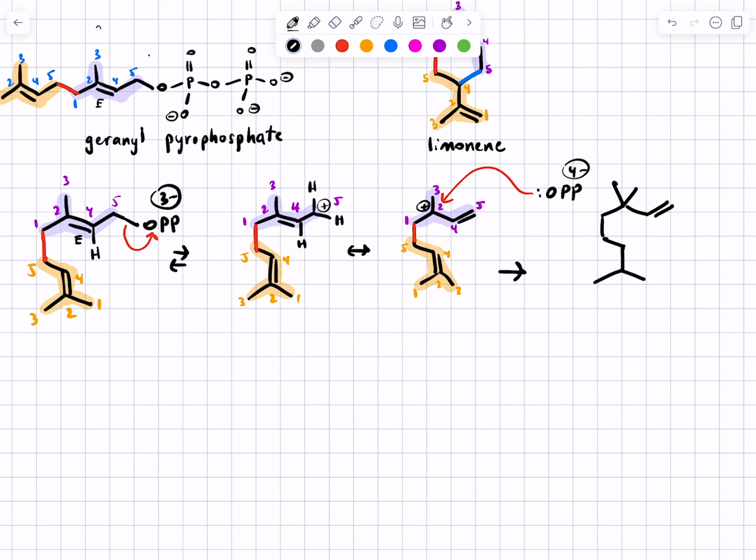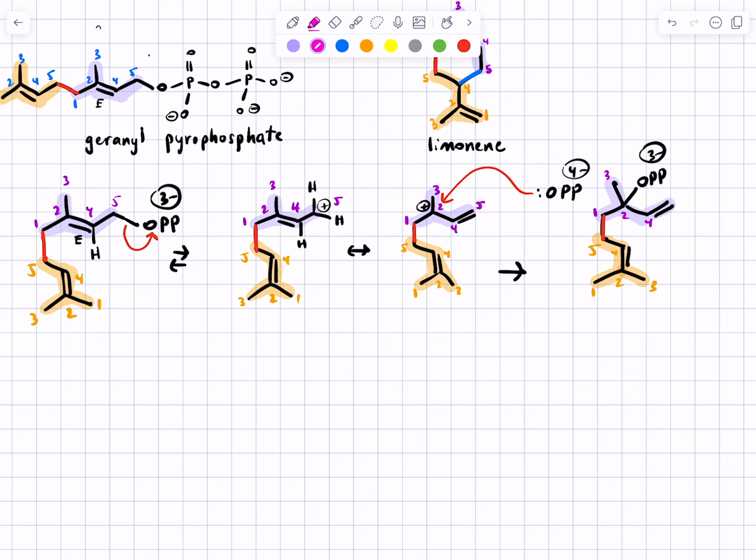in which now we do have a completely sigma bond between the purple carbons 2 and 4, and then we are free to rotate around that carbon-carbon bond. So this intermediate has a name. It's called neryl pyrophosphate to distinguish it from geranyl pyrophosphate.